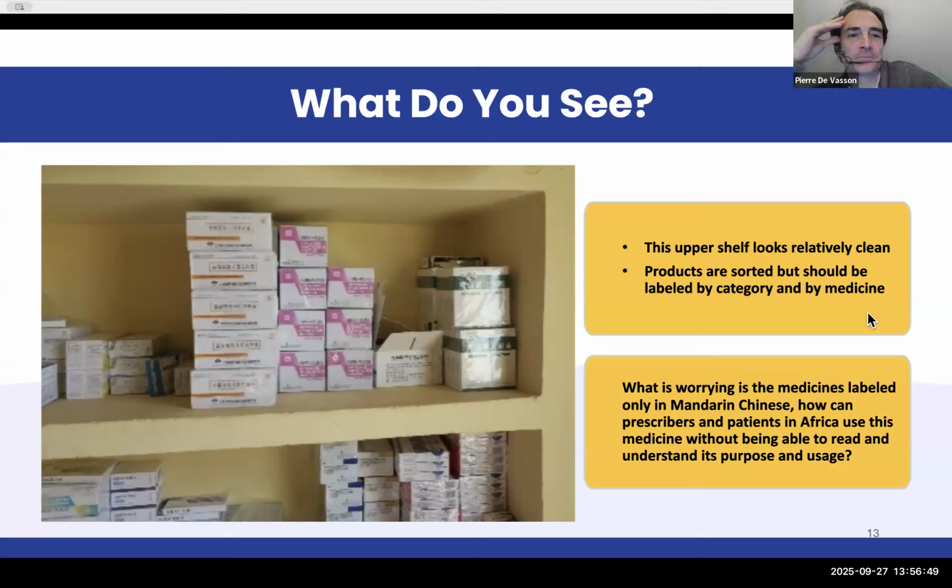Because a medicine could not be circulated in a country where the Chinese language is not an official language, which many cannot read. Exactly. So across Africa, we have these challenges of the language.